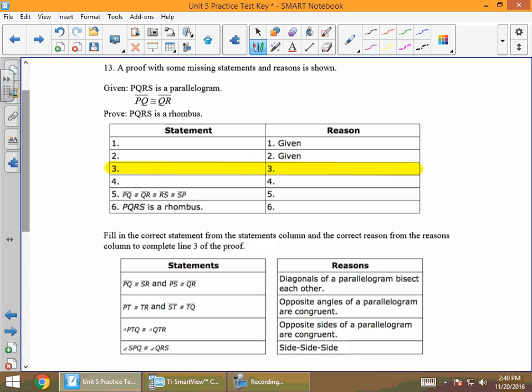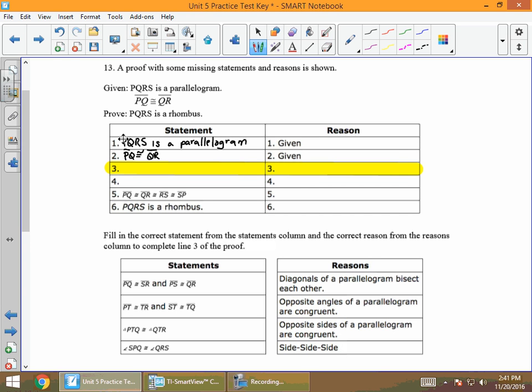The given stuff I know is PQRS is a parallelogram. That is given. The other thing that is given is PQ is congruent to QR.